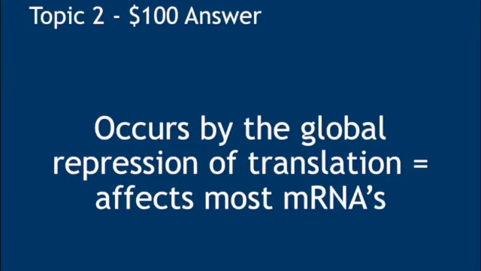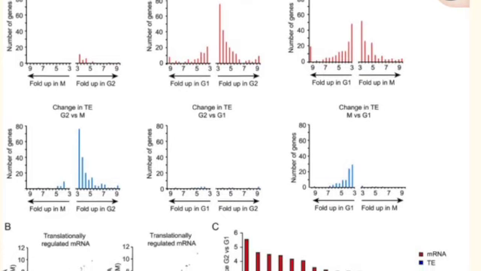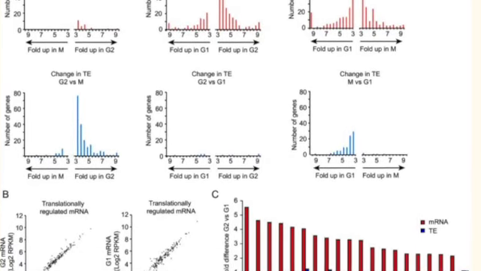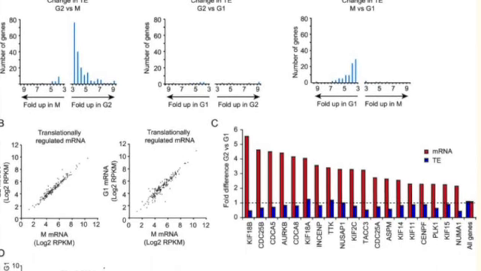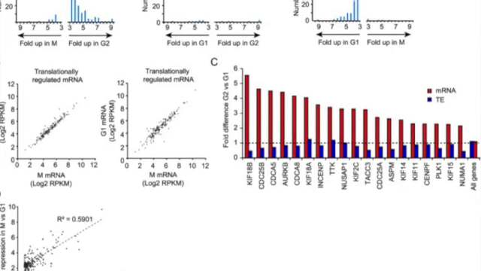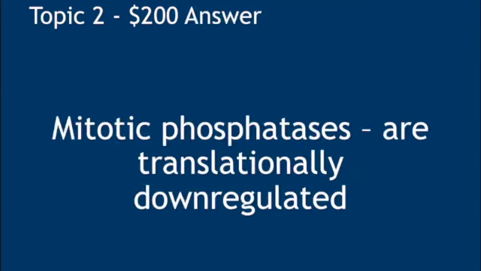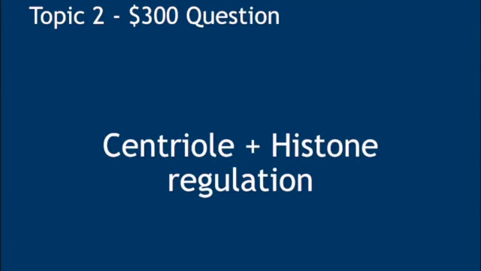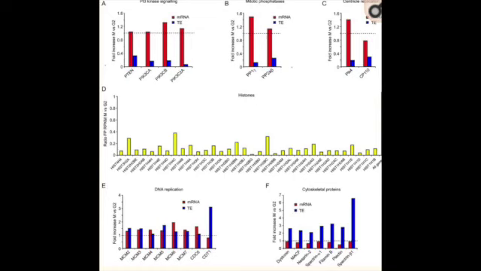So basically, what happens is that the translational efficiency will end up being very largely affected. And because of this, you have a large majority of the mRNAs translationally repressed at the mitotic entry and then translationally reactivated at the mitotic exit. Mitotic phosphatases are also regulated, and they are regulated in a downregulated fashion. Centrioles and histones are also regulated in a translational regulation mechanism.